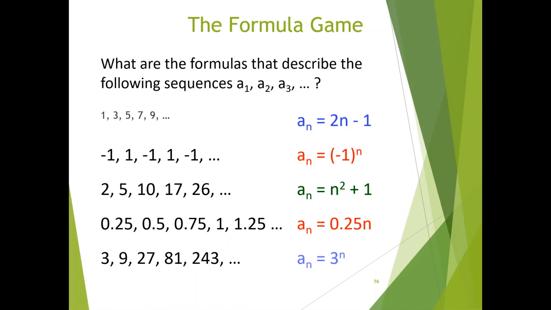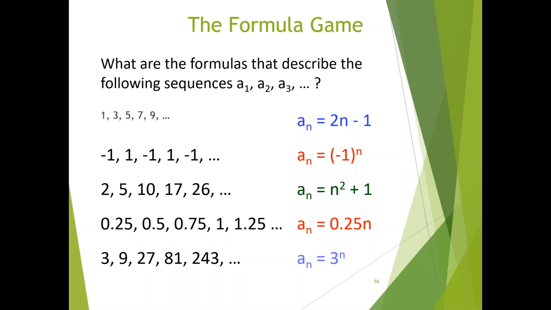And the fourth example gives 0.25, 0.5, 0.75, 1, 1.25, etc. Here the nth term is 0.25 into n.